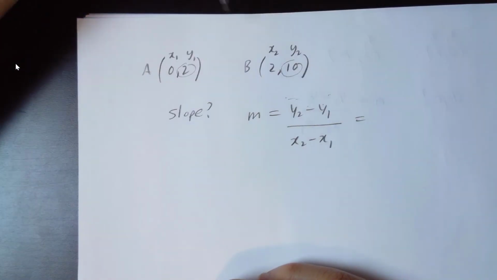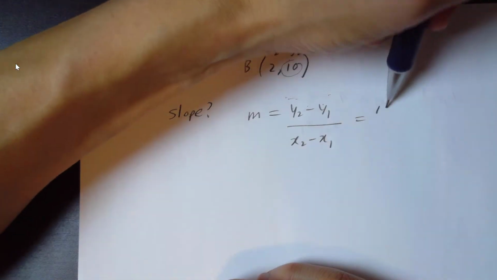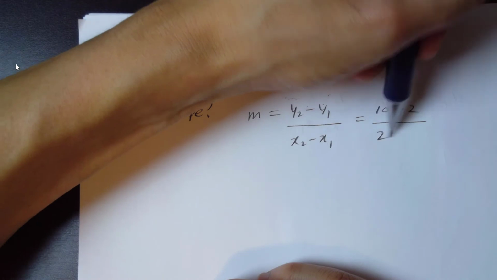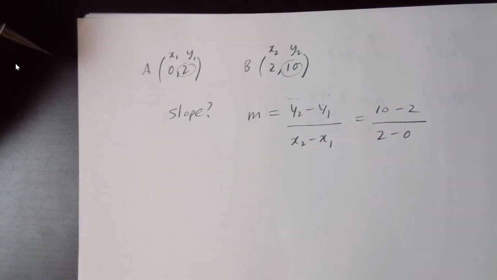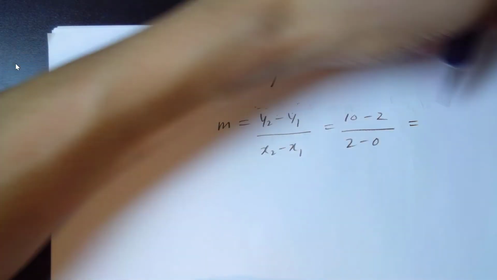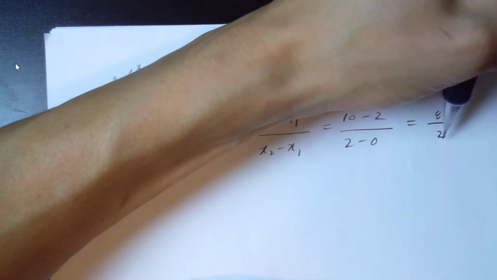So the slope is equal to 10 minus 2 divided by 2 minus 0. So what we have is 10 minus 2 is 8 over 2, which is equal to 4. So the slope is 4.